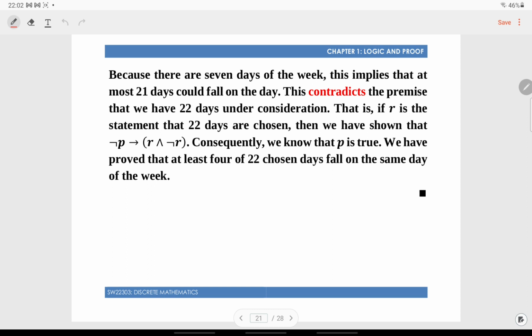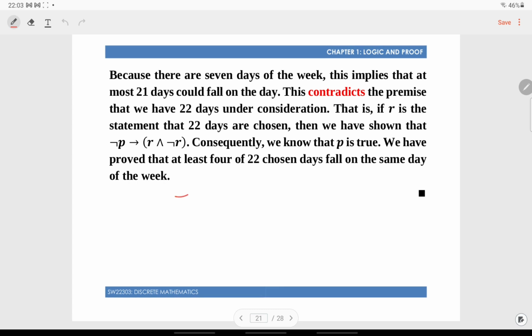Because there are 7 days of a week, okay, we have Monday until Sunday, so we have 7 days in a week. This implies that at most 21 days could fall on the day. In a week we have 7 days, so 7 times 3 weeks, so how many days? 21 days. Because there are 7 days of a week, based on our previous assumption, at most 21 days could fall on the day.